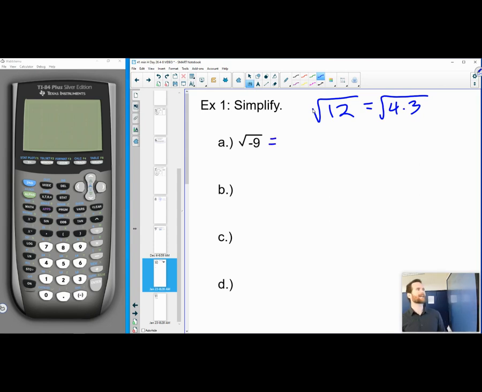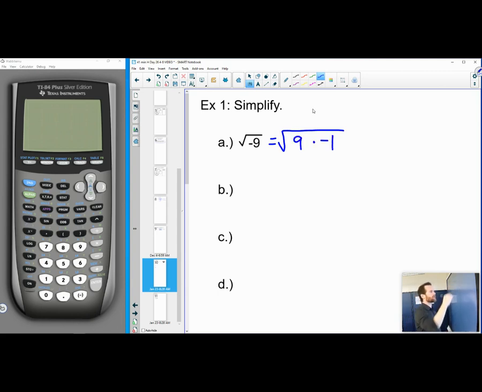We're going to rewrite negative 9 as two factors, where one of them we can take the square root of. So what I would do is write the square root of negative 9 as the square root of positive 9 times negative 1, because 9 times negative 1 does equal negative 9. So we did not change this expression, but now all of a sudden we have a perfect square that we can take the square root of.